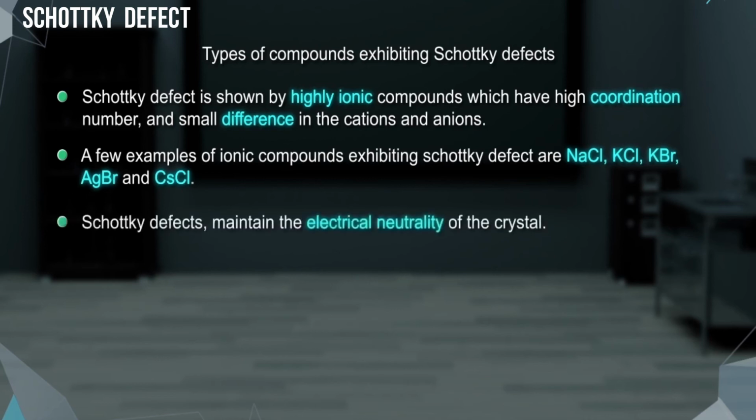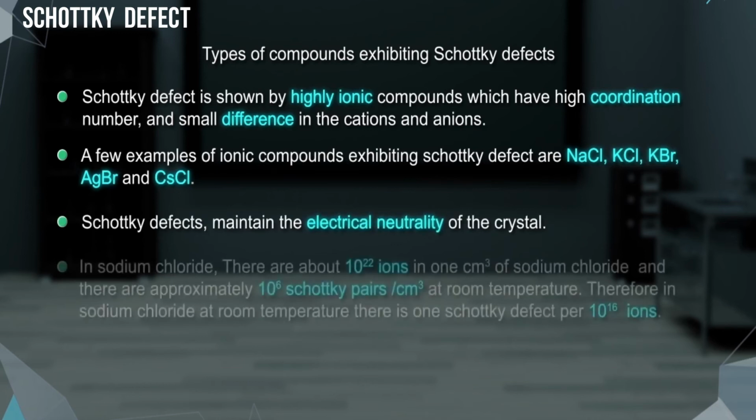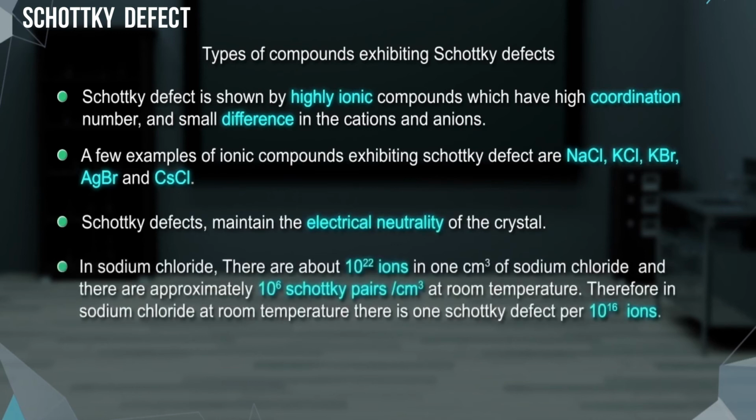Schottky defect maintains the electrical neutrality of the crystal. In sodium chloride, there are about 10 to the power 22 ions in 1 centimeter cube, and there are approximately 10 to the power 6 Schottky pairs per centimeter cube at room temperature. Therefore, in sodium chloride at room temperature, there is 1 Schottky defect per 10 to the power 16 ions.